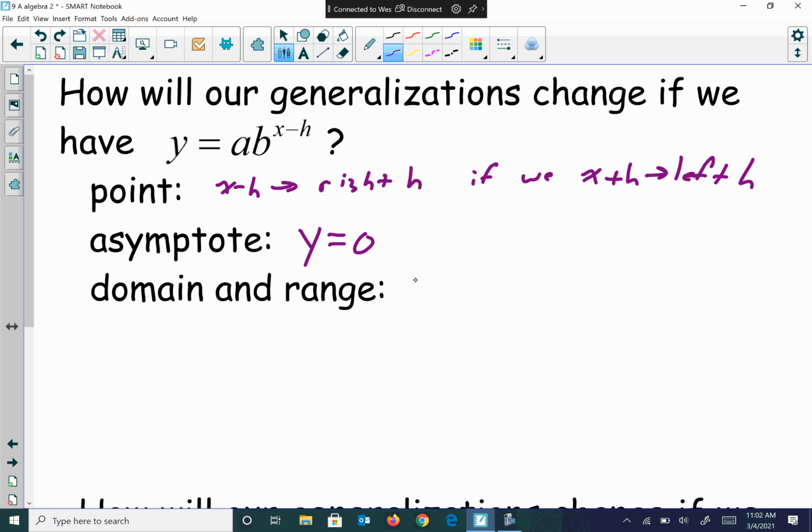The domain and range. The domain will still be negative to positive infinity. The range will be 0 to infinity. And this is assuming it's not flipping over. It's assuming our a value is positive.